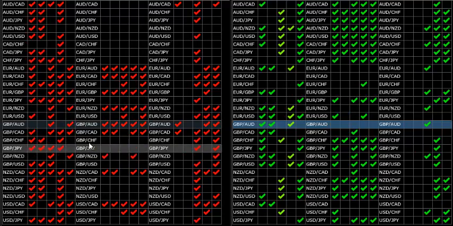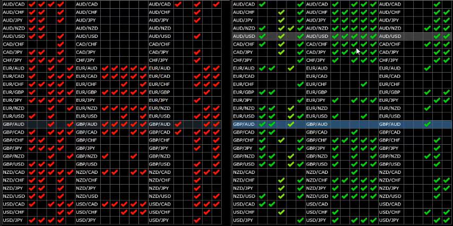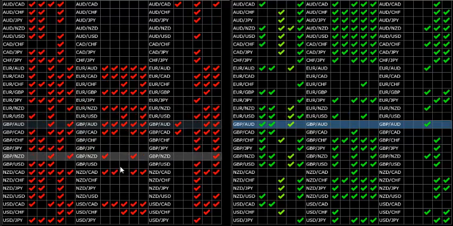Again, if you're looking at the daily time frame right now, you would be short most everything against the Aussie, because the Aussie is obviously very bullish on the daily. So you would be short the Euro Aussie, Euro CAD, because again, you can look up on the daily, the CAD very bullish.